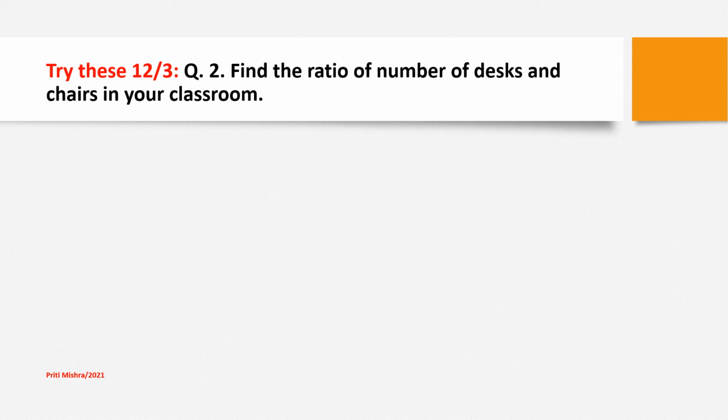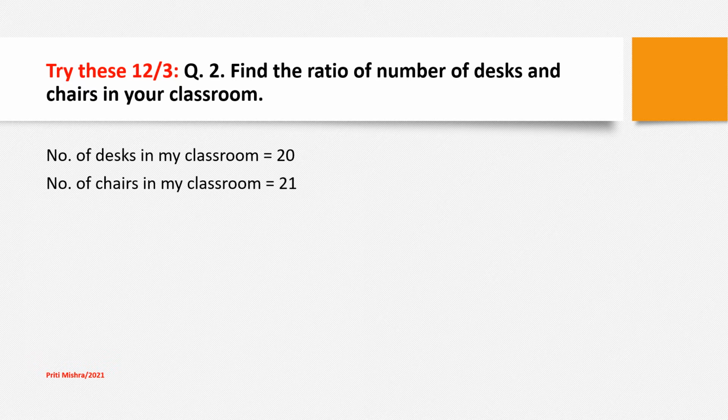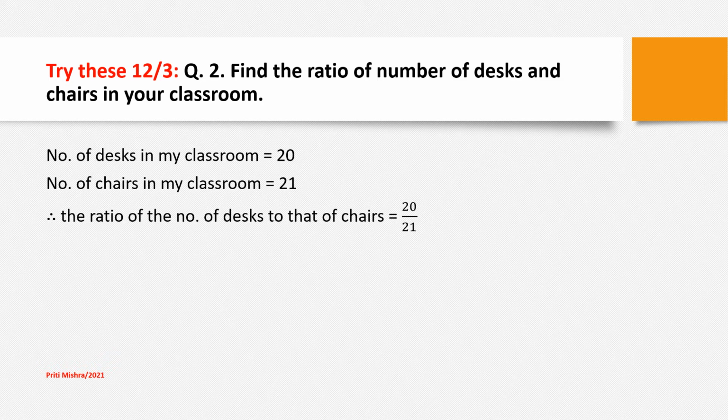Question number 2. Find the ratio of number of desks and chairs in your classroom. Number of desks in my classroom, 20. Number of chairs in my classroom, 21. Thus the ratio of the number of desks to that of chairs, that is 20 by 21. Then the ratio is 20:21.